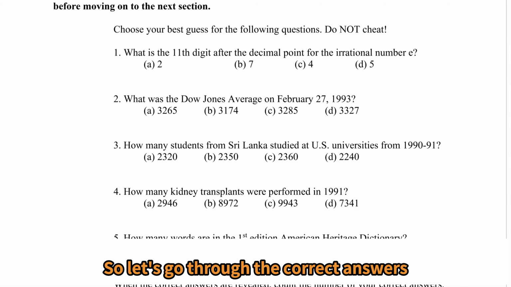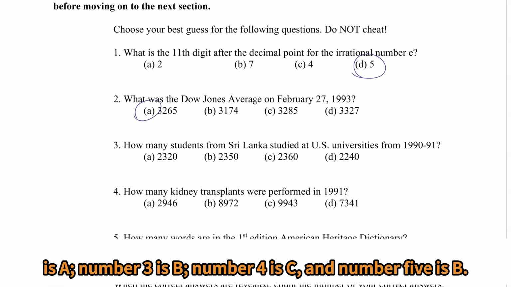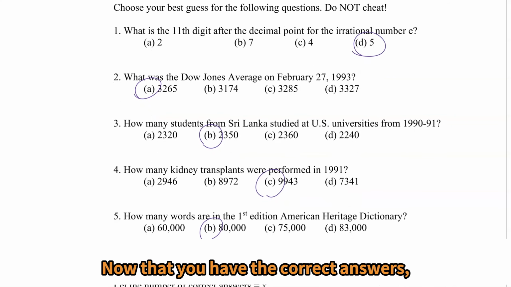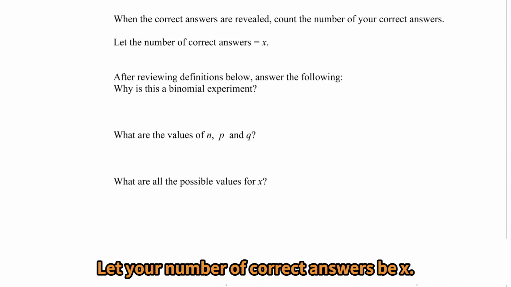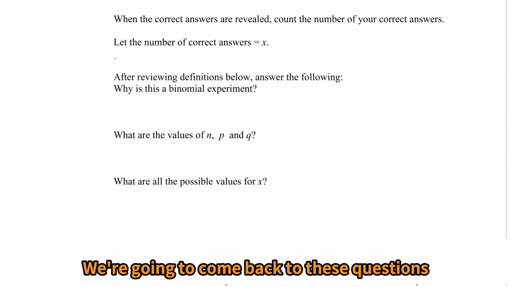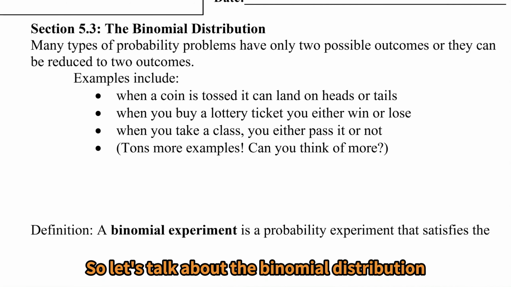So let's go through the correct answers for the quiz. Number 1 is D, number 2 is A, number 3 is B, number 4 is C, and number 5 is B. Now that you have the correct answers, count your number of correct answers. Let your number of correct answers be X. We're going to come back to these questions after we discuss our definitions. So let's talk about the binomial distribution.